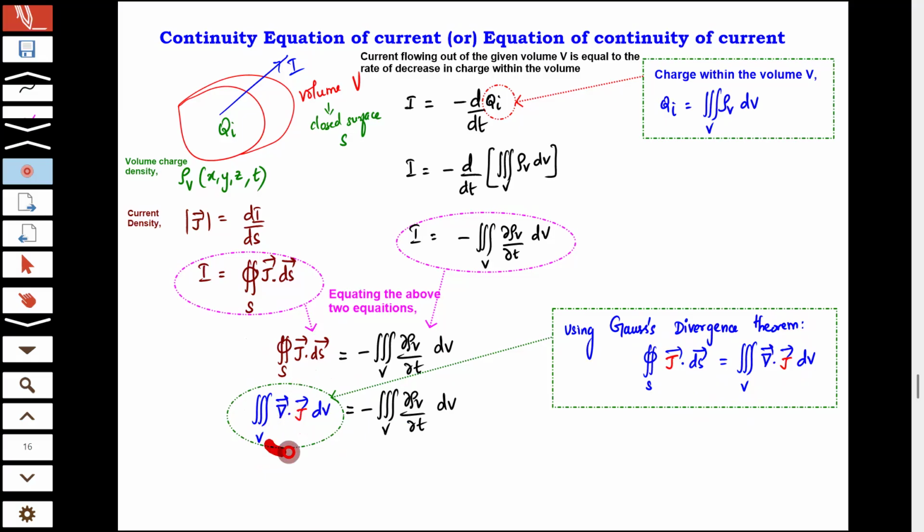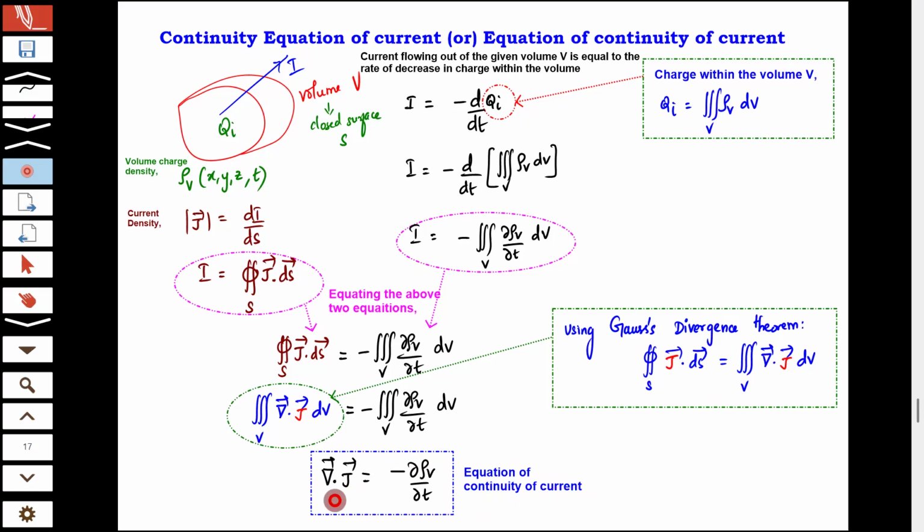Now, if we write this left-hand side in terms of volume integration, right-hand side is already in terms of volume integration, we can equate these two integrands. This integrand del dot J can be equated to minus ∂ρ_V/∂t. That is going to be called the continuity equation of current, which is del dot J vector is minus ∂ρ_V/∂t. So this is one of the important equations which talks about the continuity of current flow in the differential equation form.